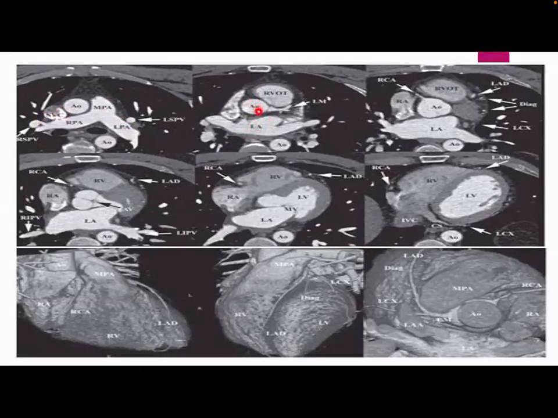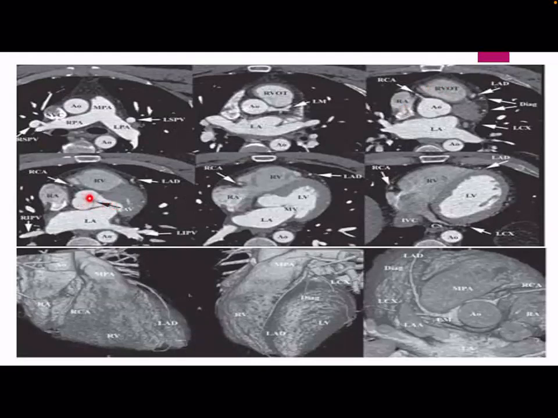This is the aorta with left main coronary artery arising from the left posterior sinus of Valsalva. This is the right ventricular outflow tract. This is the left atrium with aorta, and this is the origin of the right coronary artery from the right anterior sinus of Valsalva. These are the branches of the left coronary, left anterior descending and left circumflex. This is the right ventricular outflow tract, and this is the right atrium.